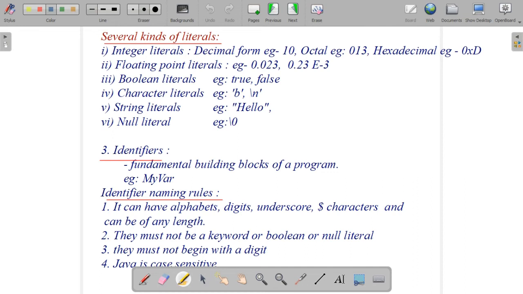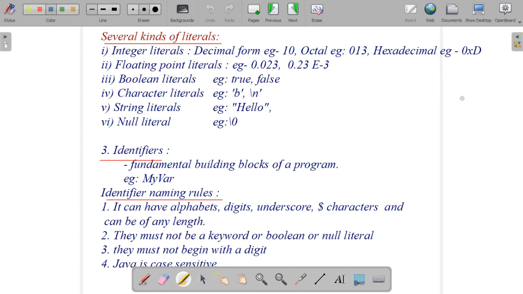Decimal literals, or decimal integer literals, means it starts with non-zero digits. What are non-zero digits? We can write 10, 11 like that, or 2025 or any value. It can start with any value but with non-zero digits or non-zero values. Okay, that is decimal integer literal.